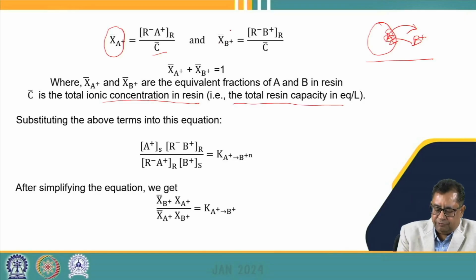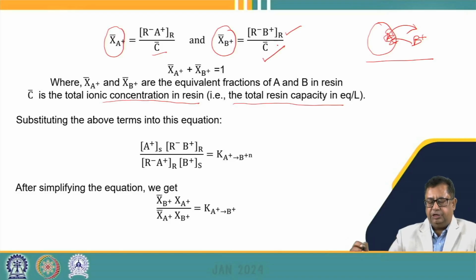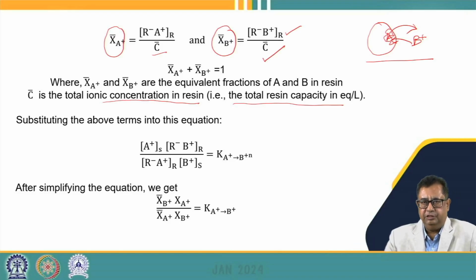So we can say that the fraction of B plus ions present on the resin will be R minus B plus, that is the concentration of B plus ions on the resin divided by the total concentration of the ions on the resin.